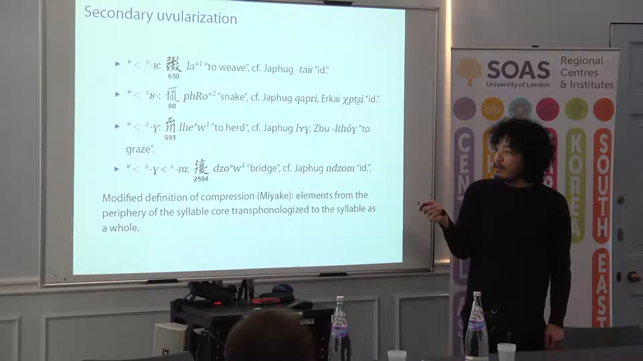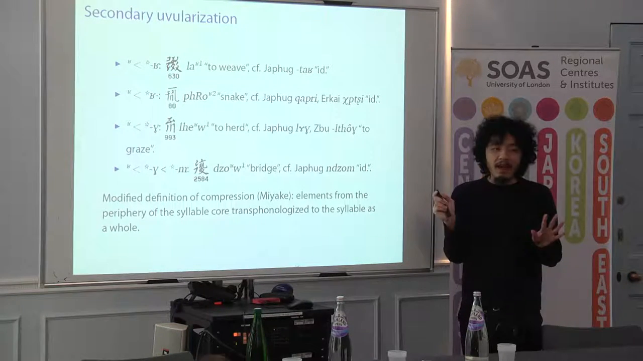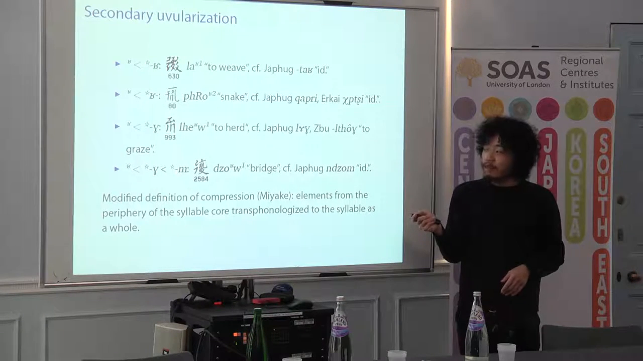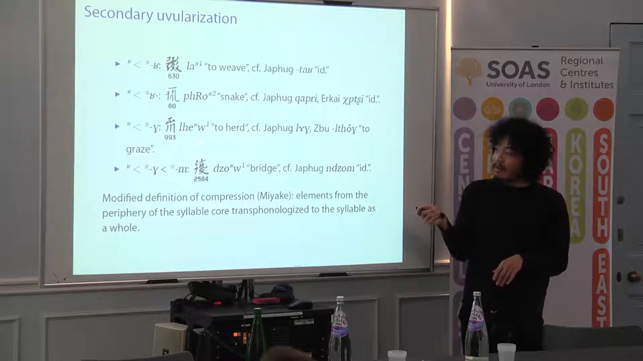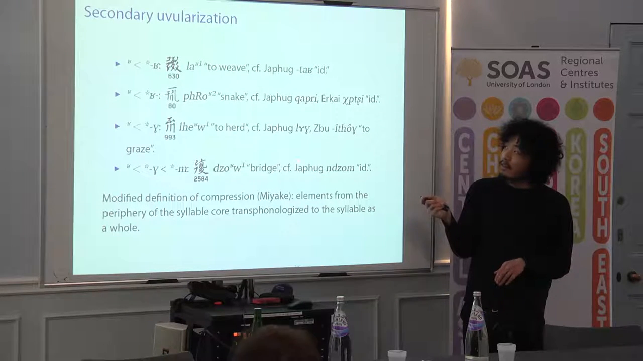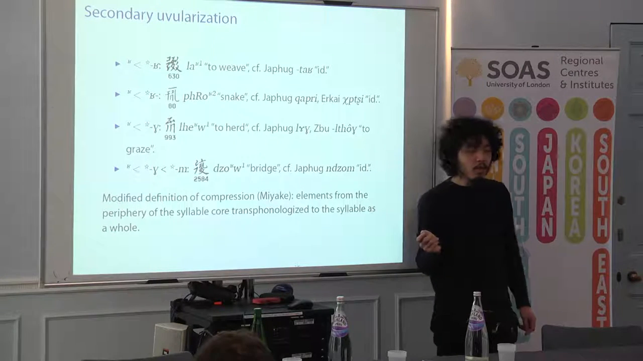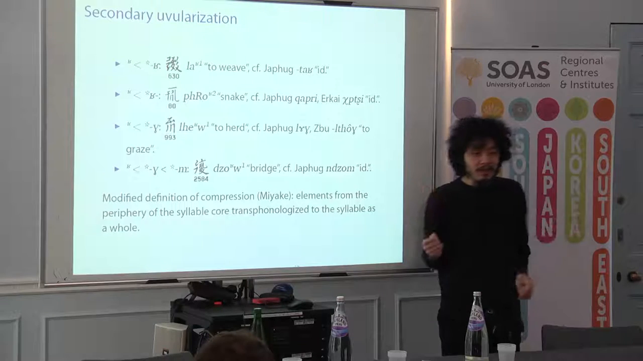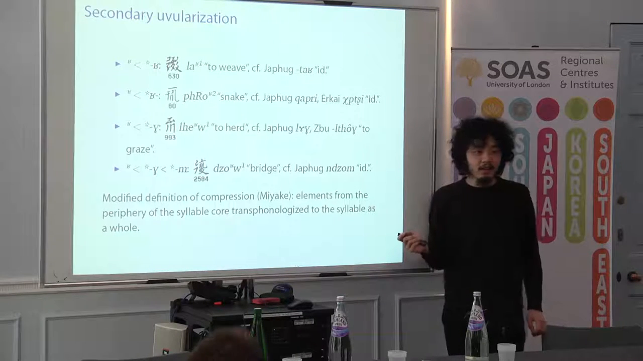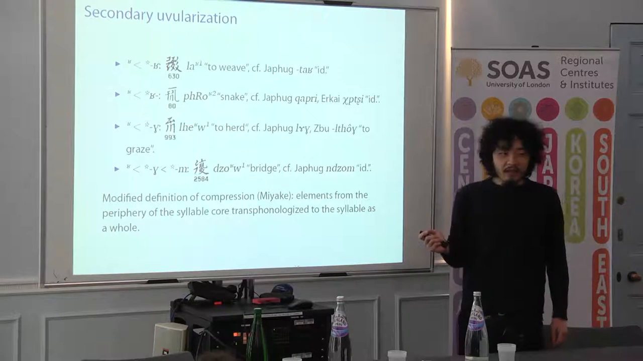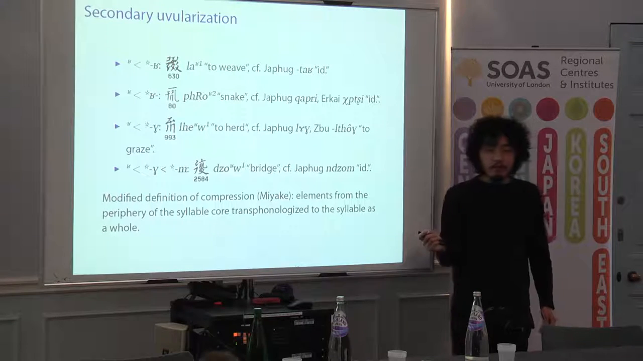And not only uvulars, but velar elements, basically velar codas and n, which I hypothesize as having turned into some kind of nasalized uvular, then to this uvular. And these also make secondary uvularizations. So what do we find here? We find the ubiquitous pattern, the basic conspiracy in the historical phonology of Tangut, which Mark Miyake describes as compression. I have changed his definition a little bit. And for me, what is compression?